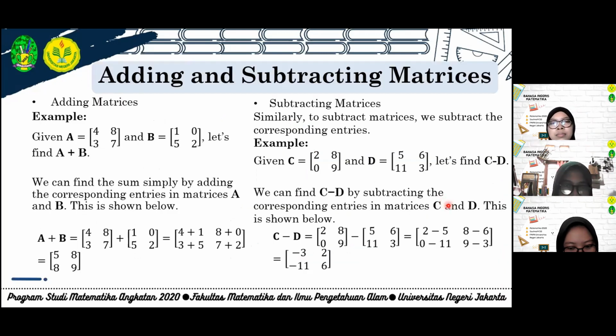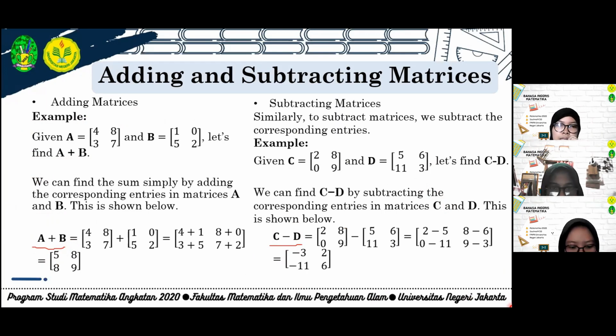Adding and subtracting matrices. This subtopic has the same method. Let's see the bottom side: matrix A plus B and matrix C subtracted by matrix B. When we are adding or subtracting two matrices or more, we must add or subtract the same elements.